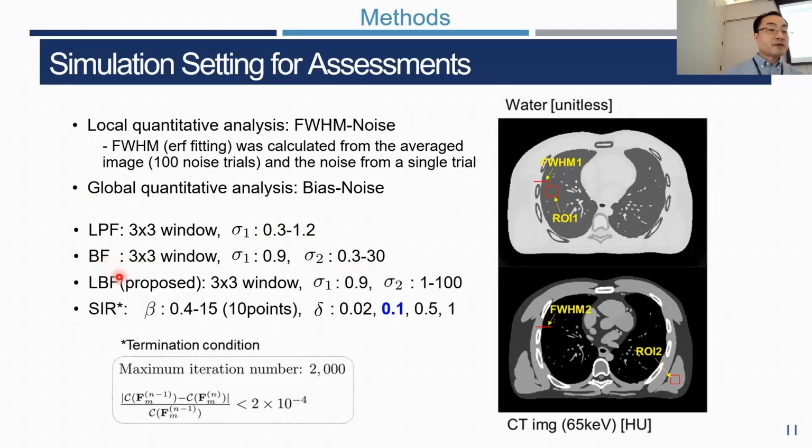For conventional BF and the proposed one, I use the same LPF, the Gaussian kernel. And for SIR, I tried different values of delta, and I found that 0.1 gives the best local behavior of noise and spatial resolution, and quite good image quality. So I selected this one. The reason to select this one is that it gave the best local behavior with good image quality. And I perform a parameter sweep for the regularization parameter beta.